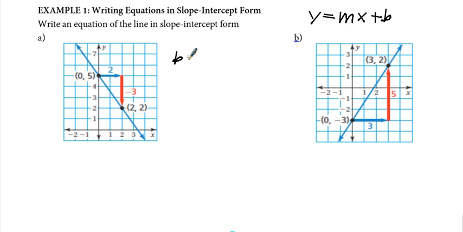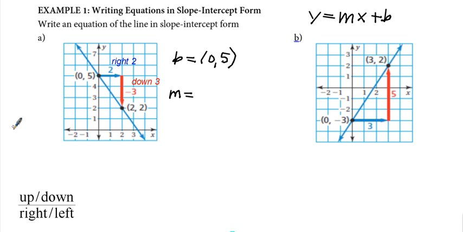The y-intercept will be the point where the graph crosses the y-axis, and right there, it's (0, 5). That's our slope-intercept point. And then we need to find our slope m. Basically, they found the slope for us, and we just have to write it in fraction form. This is right 2 and down 3. So I wrote it up here, and you can do the same.